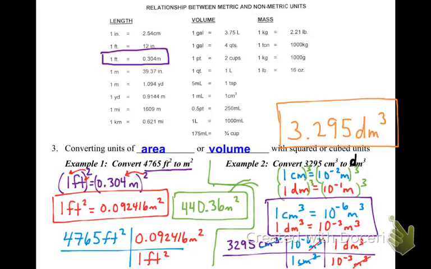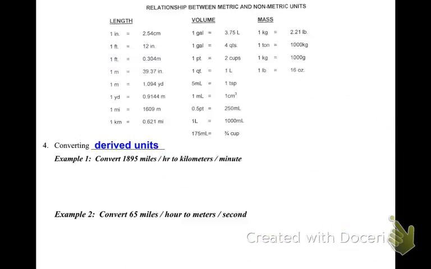Okay? That's how you would convert a unit of area or a unit of volume. Let's take a look at our last type of conversion, and our last type of conversion deals with derived units. So derived units, remember, they deal with base units and different ways to manipulate those base units. So the difference here is that we have more than one unit we actually have to worry about now.